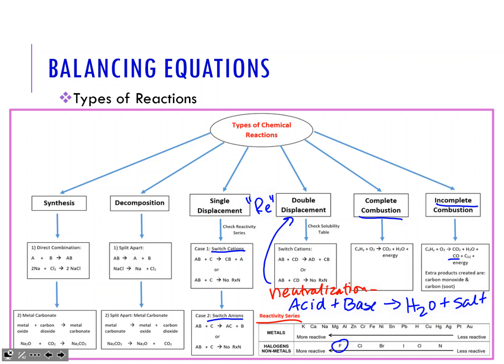And really, we're going to be sticking more, in terms of this unit, with aqueous solution reactions. So that's going to be precipitation, double replacement, acid-base, and redox stuff. Oxidation reduction reactions.